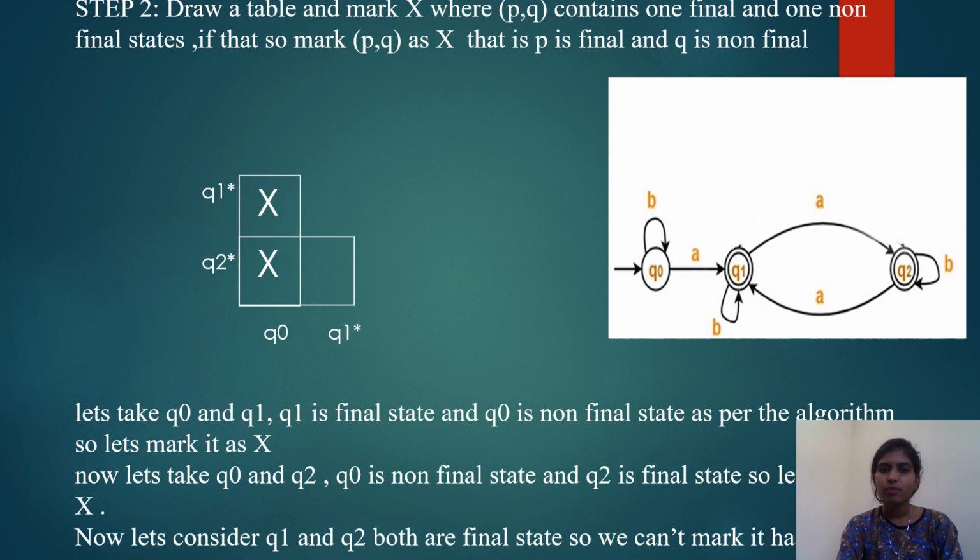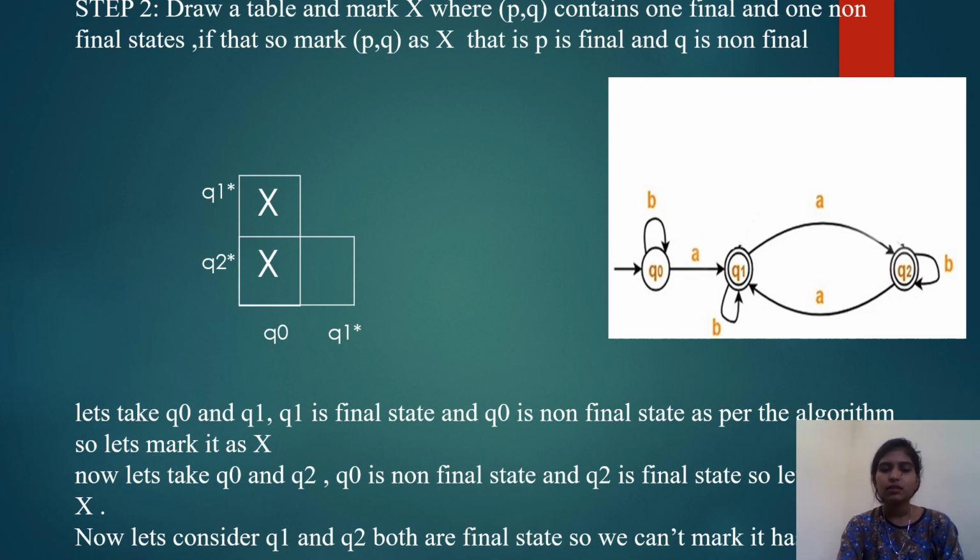If that is so, the pair is marked X. P is a final state and Q is a non-final state, so it has X. Now let's take Q0 and Q1. Q1 is a final state and Q0 is a non-final state, as per the algorithm, so let's mark it as X.